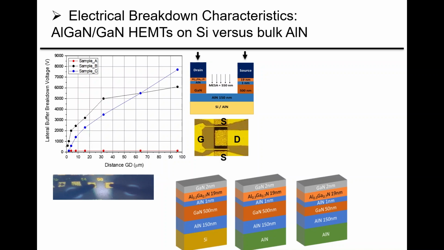Actually, this is wrong. This is the limit of the liquid. You can see the liquid, the probe here. And actually, it's not the real breakdown of the material. This is really the liquid which cannot withstand such voltage. We are talking about 6, 7, 8 kilovolts.